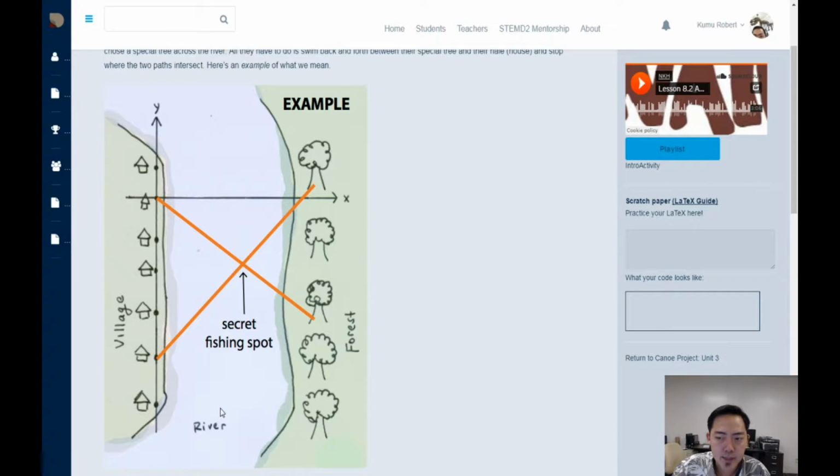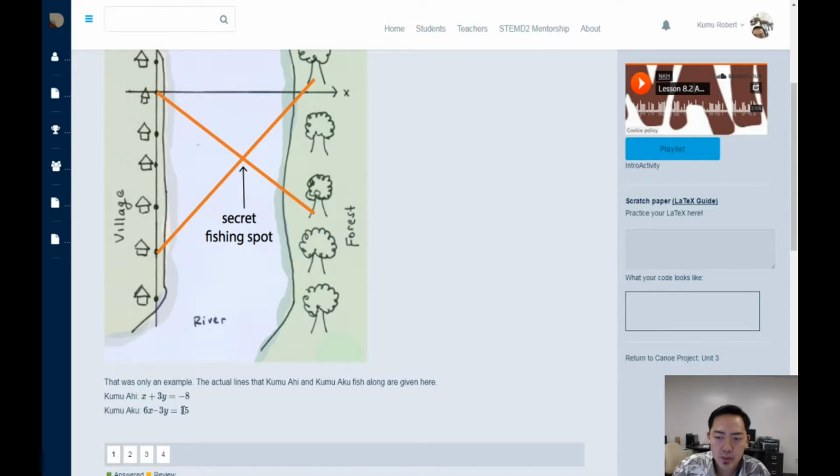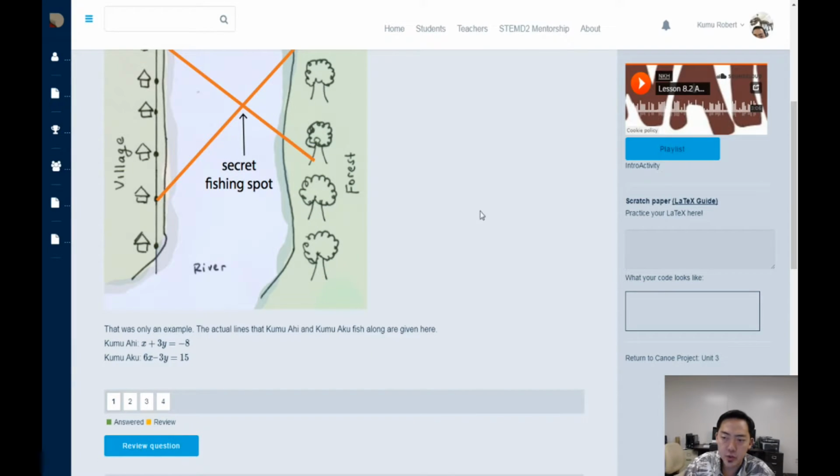So this was just an example, but down here we have the equations for the actual paths that Kumu Ahi and Kumu Aku have to travel in order to get to their secret fishing spots. With these two equations, we can use the substitution method to solve for the point of intersection. And that's what we'll be doing for the first two questions.